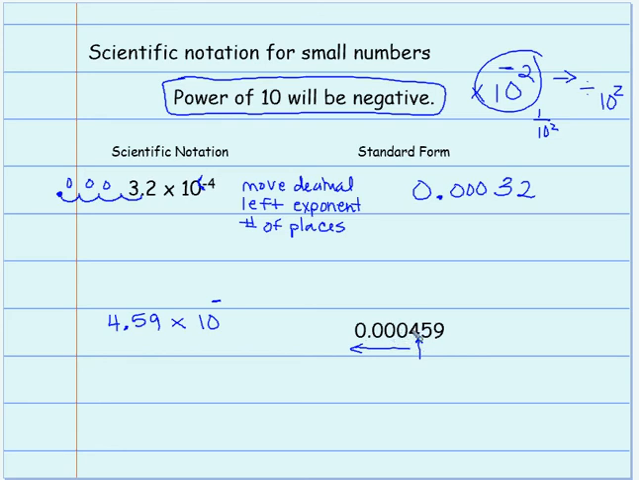How many places do we go? 1, 2, 3, 4. 10 to the negative 4. Now I promise you that all of the exponents will not be negative 4s. That's just the way it worked in these two examples. Make sure you count from the decimal point, not from the end of the number, and not how many zeros there are.